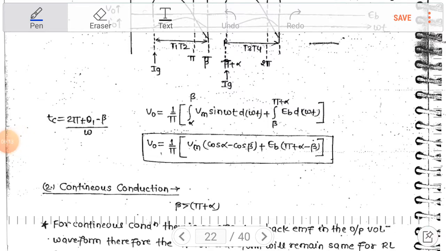In RE load, we integrate from alpha to theta 2 and theta 2 to pi plus alpha, but here due to inductance, thyristors T1 T2 will be conducting from alpha to beta, and it will not stop at theta 2. So integrate from alpha to beta, and then from beta to pi plus alpha there is constant magnitude of EB. This is the term here, which is referred in radians.